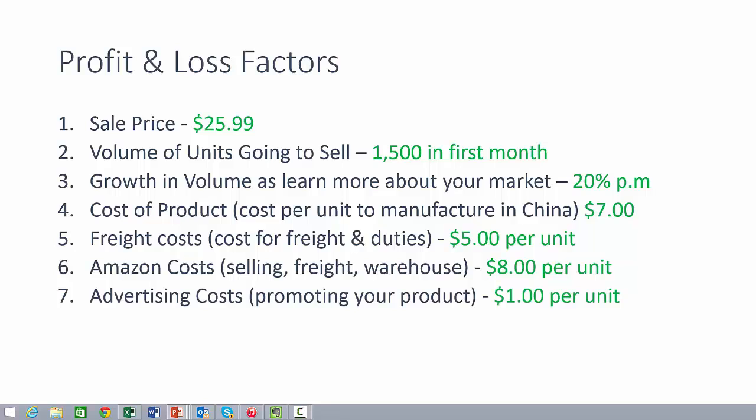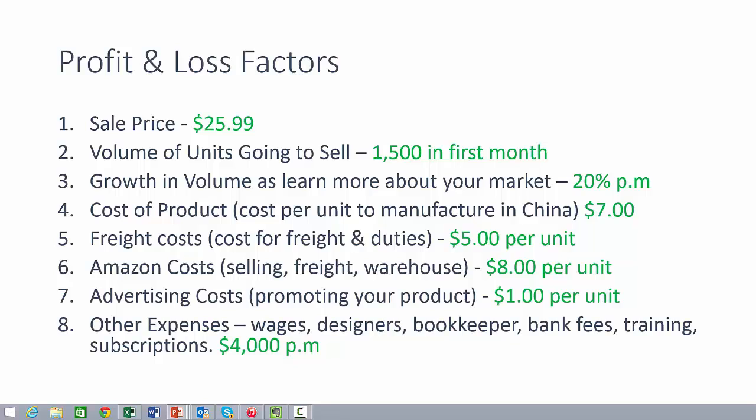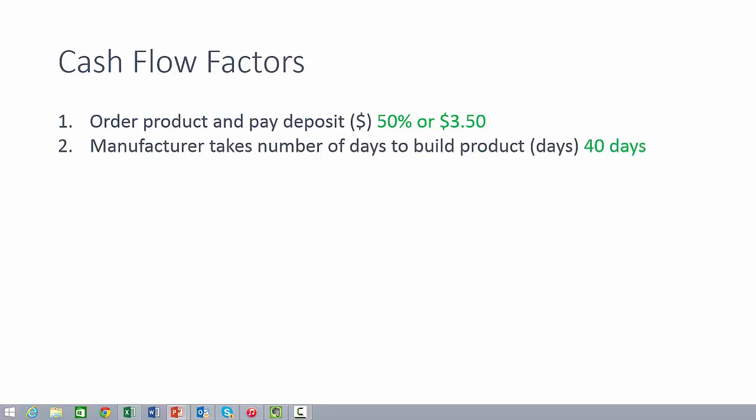We've got advertising costs, $1 a unit. And we've got other expenses, wages, designers, bookkeepers, bank fees, training, subscriptions, and we're just putting that at $4,000 a month. So in terms of the cash flow factors, we have to order the product and pay a deposit. We're saying, in this case, 50% deposit on order. The manufacturer takes a number of days to build the product to your specifications, so we're going to say 40 days.